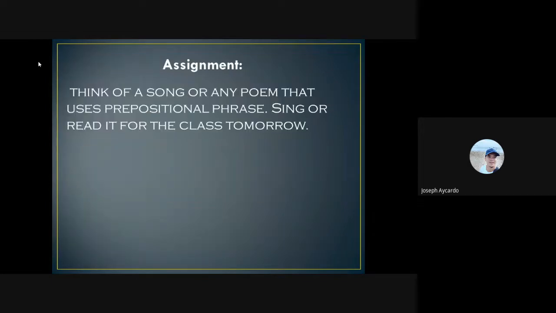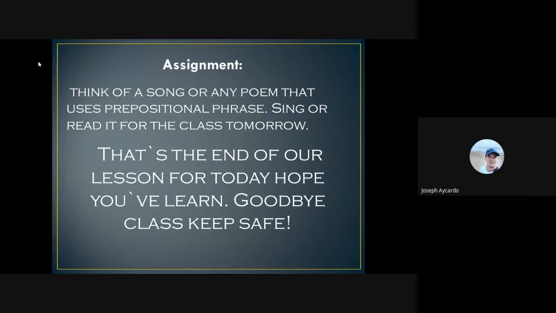So, before we end our lesson for today, I will give you an assignment. Think of a song or any poem that uses a prepositional phrase. Sing or read it for the class tomorrow. Did you understand? Okay, very good. That's the end of our lesson for today. Hope you've learned. Goodbye, class. Keep safe.